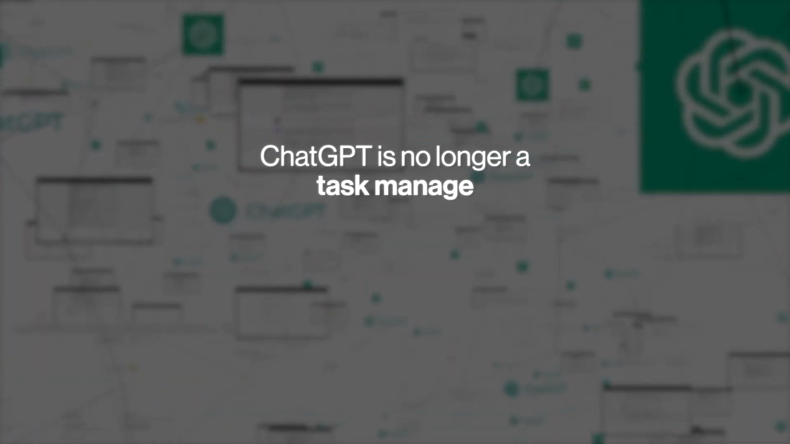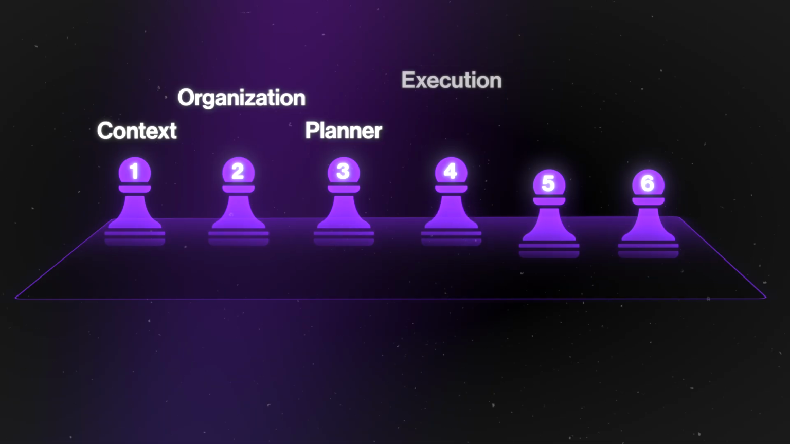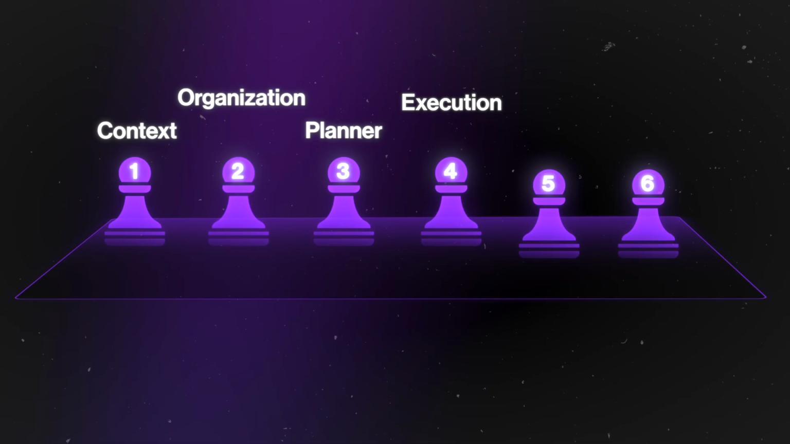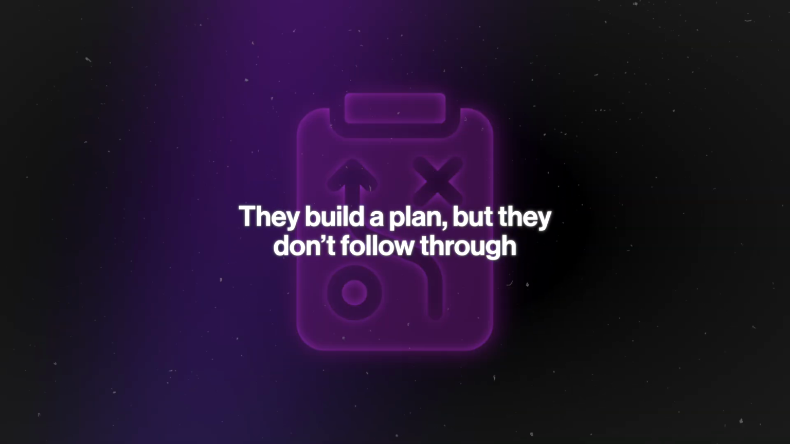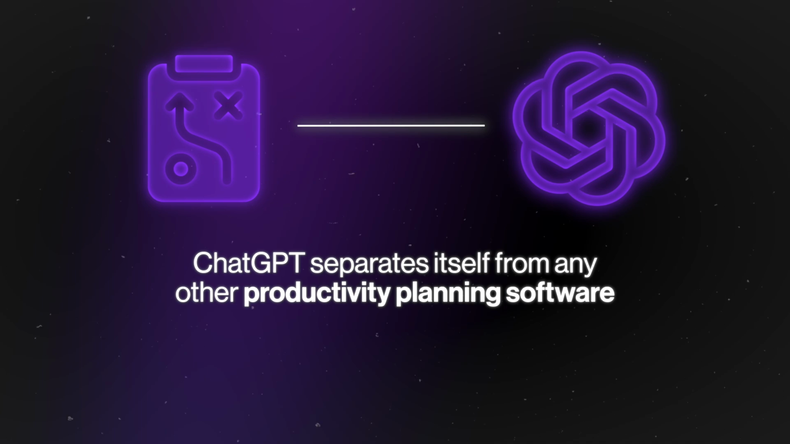ChatGPT is no longer a task manager. He's a true time manager for you. Step 4 is execution, and this is where most people fall off. They build this extensive plan, but they don't follow through. This is where ChatGPT separates itself from any other productivity planning software.